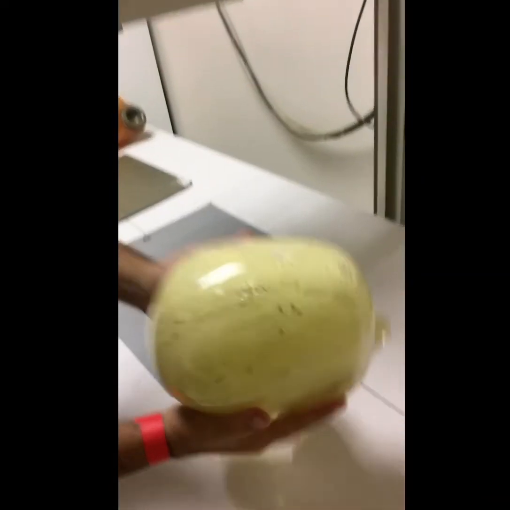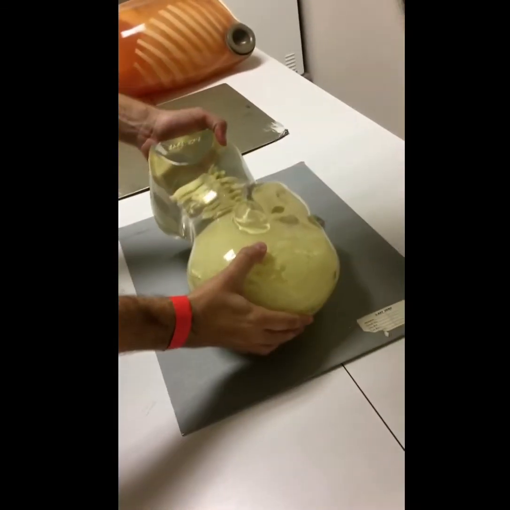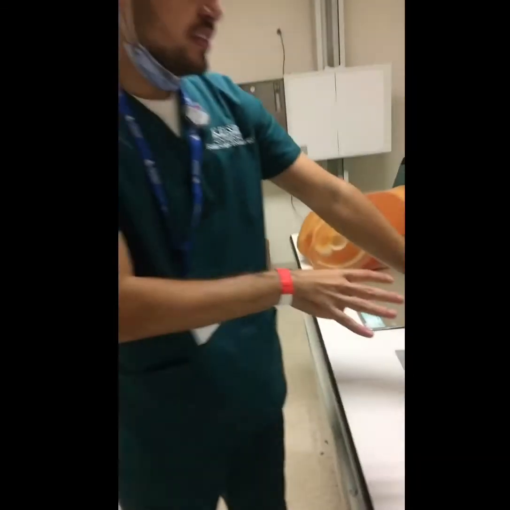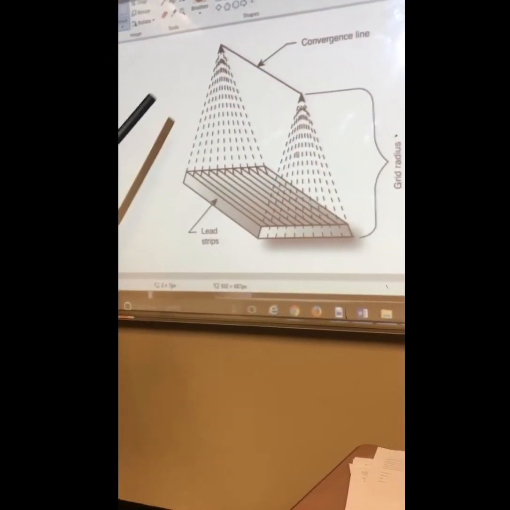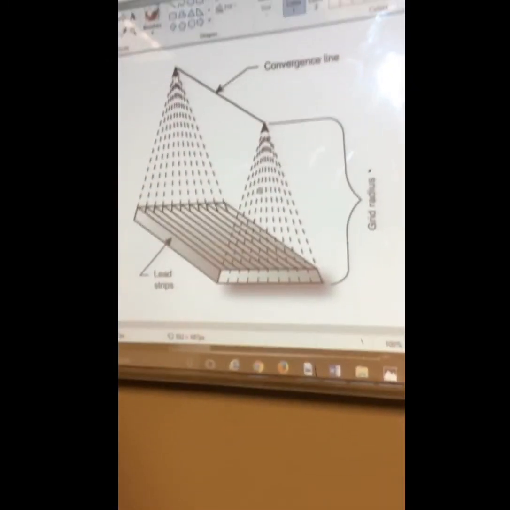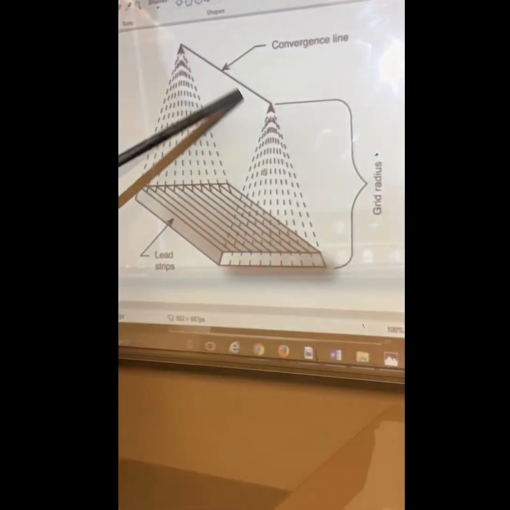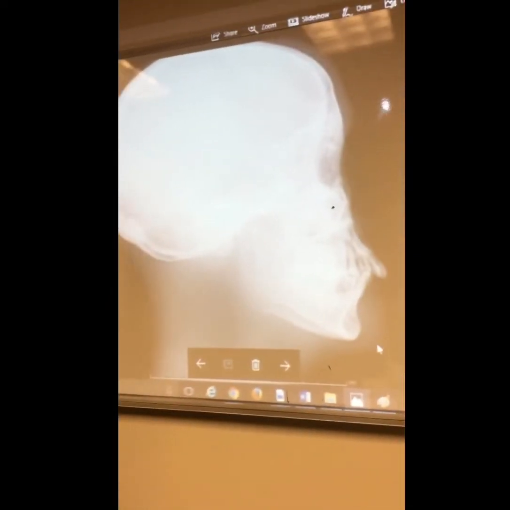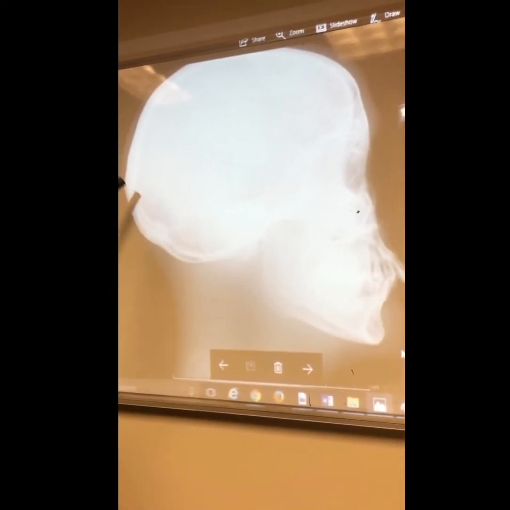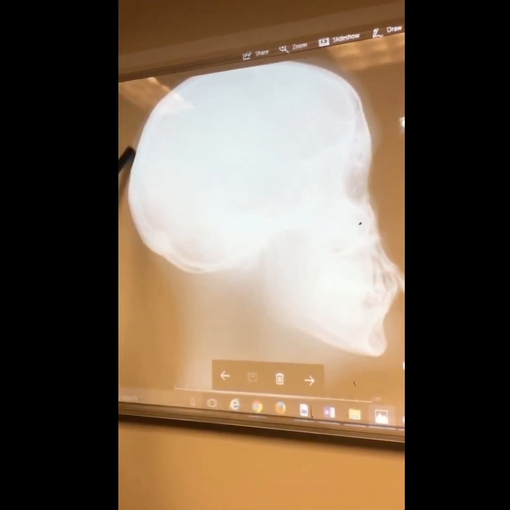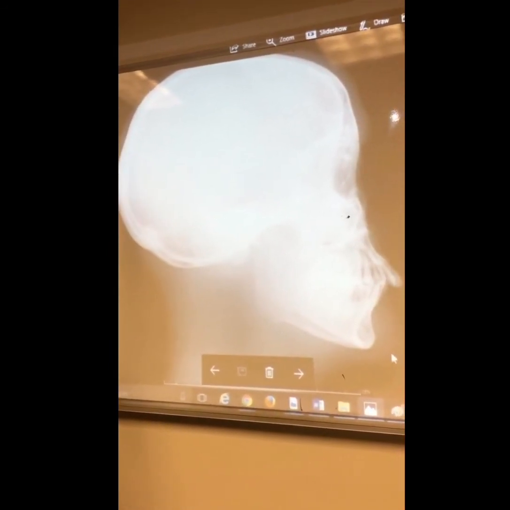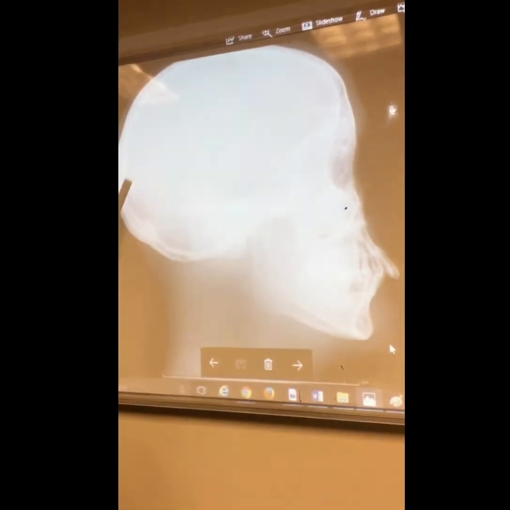And once we put the skull right here, you want to make sure that the grid is focused along the convergence line. Okay, so for the grid to be properly focused, the X-ray tube must be located along the convergence line. And here we have the off-focus image, which here you can see like a penumbra or a shadow, which means that there was a lack of exposure.